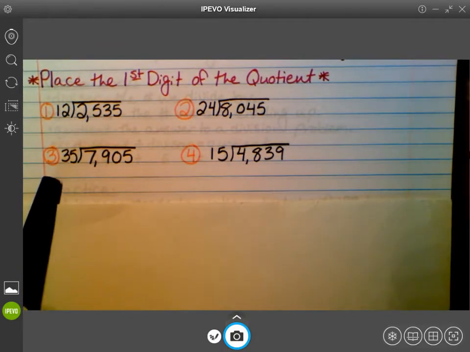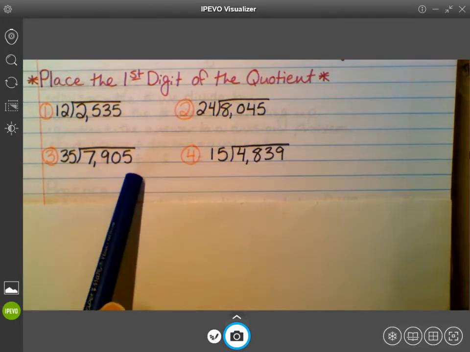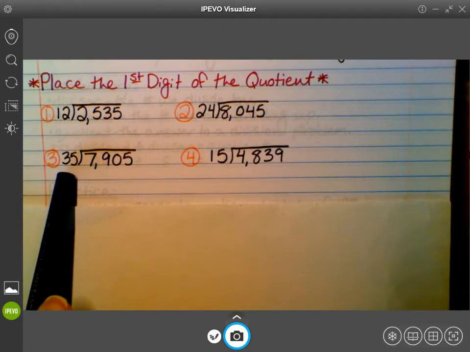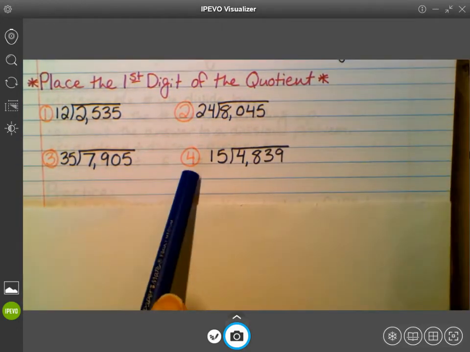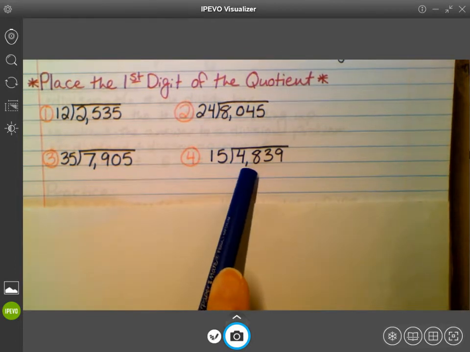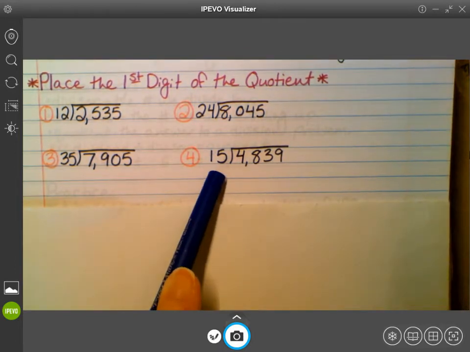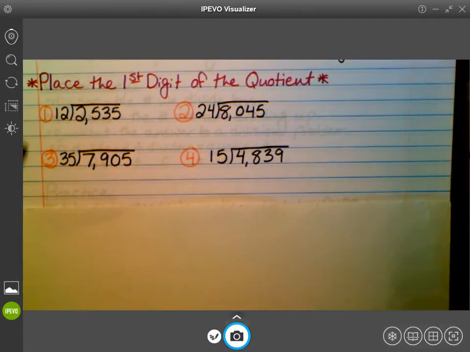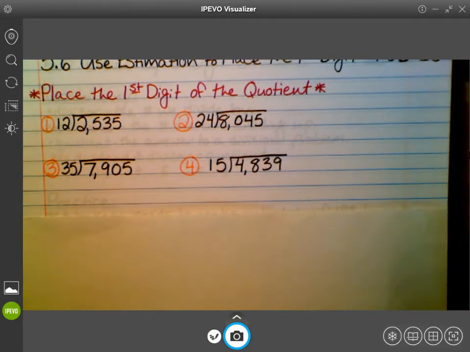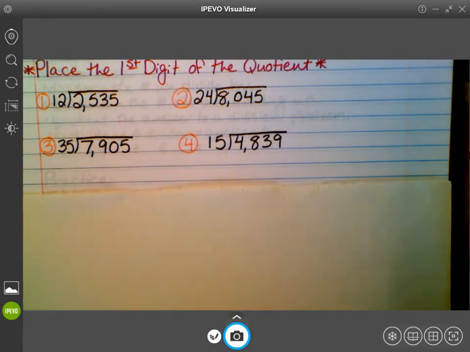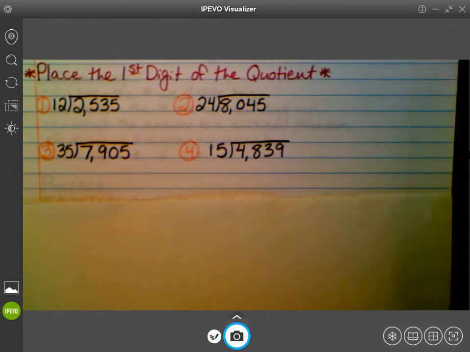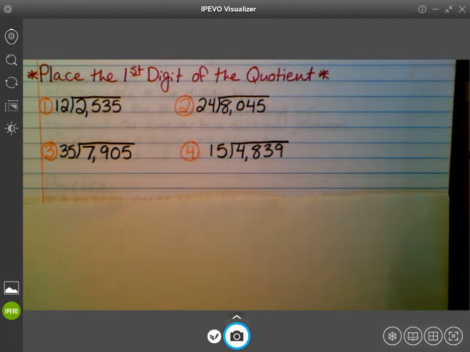Number 3, 7,905 divided by 35. Number 4, 4,839 divided by 15. So again, like I said, you don't need to leave a lot of room between them because we aren't fully solving these. Go ahead and put a thumbs up when you have all 4 of these practice problems written down.